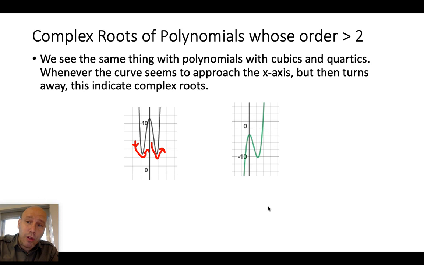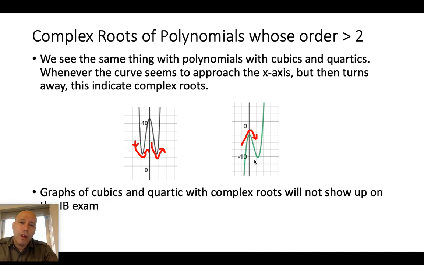We know there's a single root that's real, but we know there are two more roots. Well, we see over here, it starts to approach the x-axis, but then turns away. The graphs of cubics and quartics with complex roots will not show up on the IB exam. You might be asked to find them, but you're not going to be asked to analyze graphs. Once again, that may be an interesting exploration.